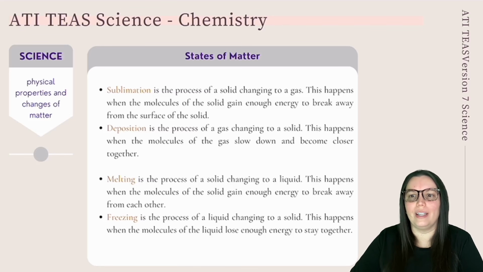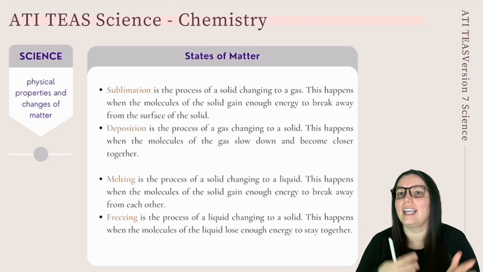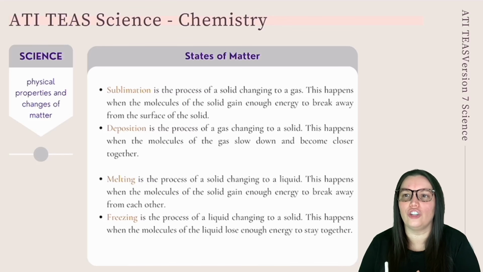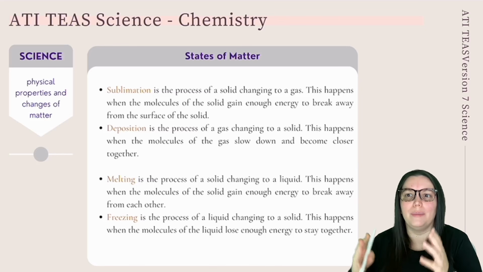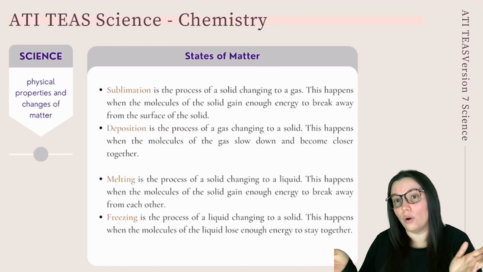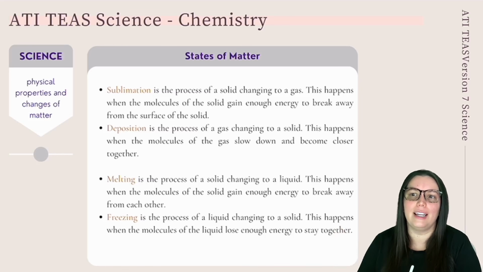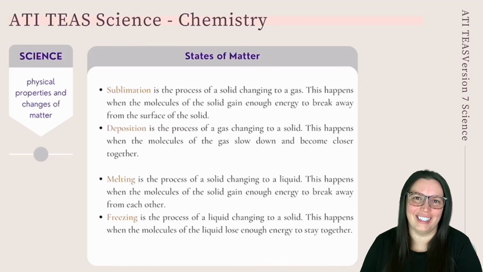These changes between states of matter are reversible. This means that the process can be reversed and the substance will change back to the original state. So for example, water can be evaporated and then condensed back to a liquid. Or a substance can be melted and then frozen back into a solid.